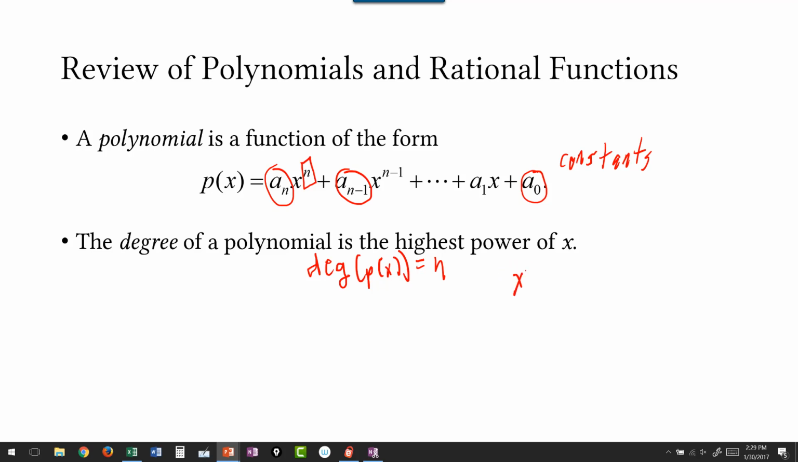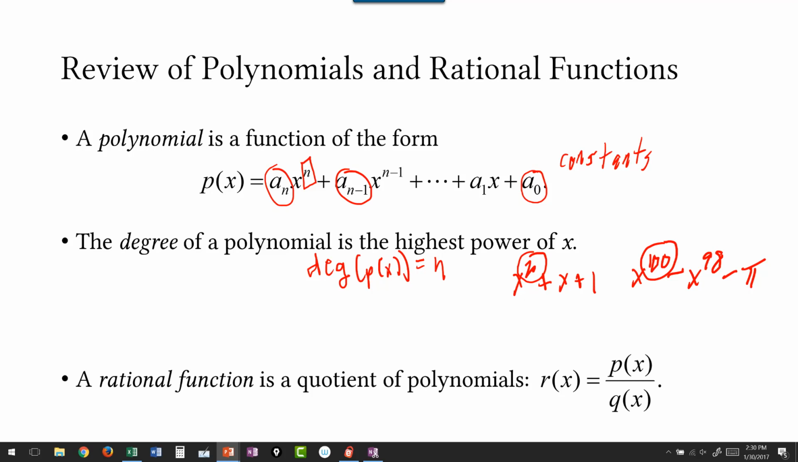Some other quick examples. The polynomial x squared plus x plus 1 would have degree 2. The polynomial x to the 100 minus x to the 98 minus pi would have degree 100. Finally, we have a rational function, and that is a function that's the quotient of two polynomials. So we have a polynomial in the numerator and a polynomial in the denominator.